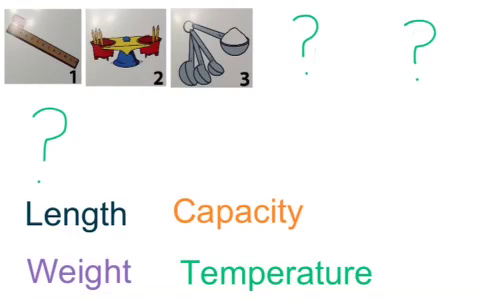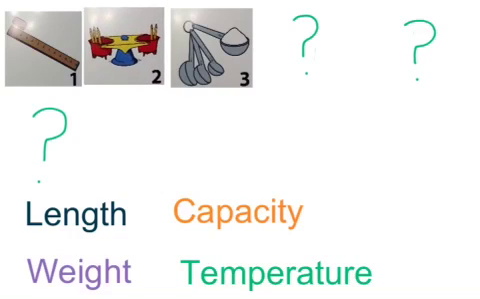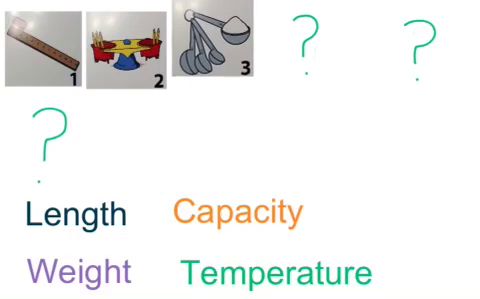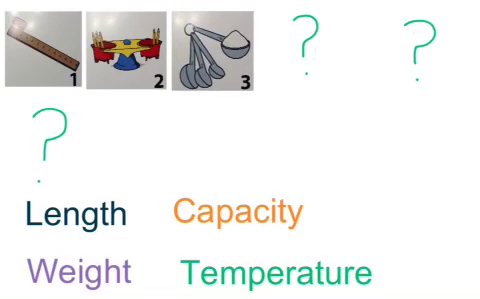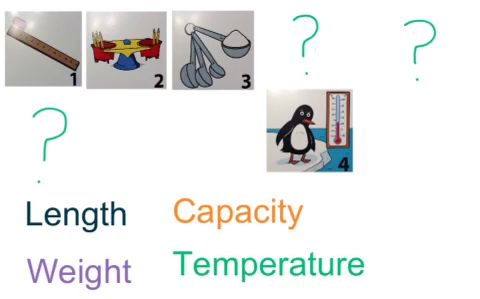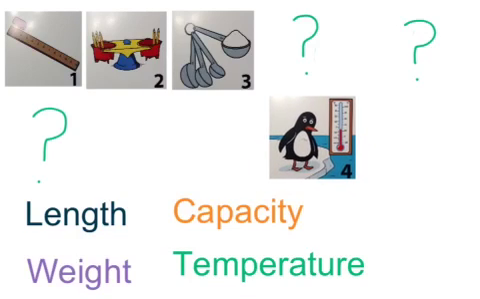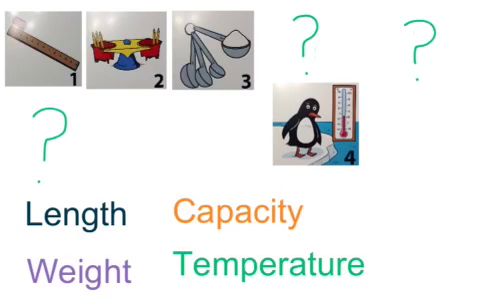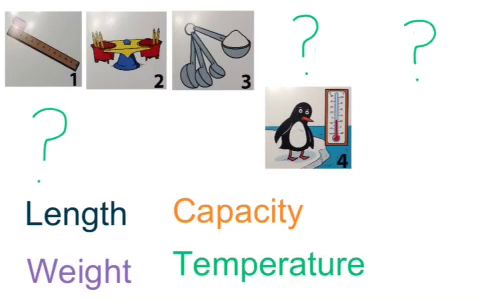Our first calendar piece showed length. Our second calendar piece showed weight. Our third calendar piece showed capacity. On Saturday, which was a weekend day, what do you think our calendar piece showed? If you said temperature, you were correct. Your Saturday piece was a penguin with a thermometer showing how cold it is where he lives. Let's move him up here.